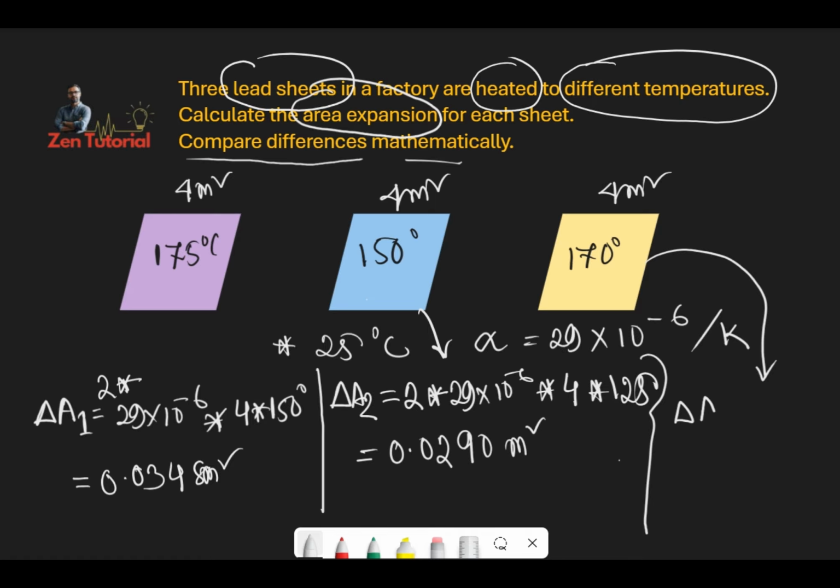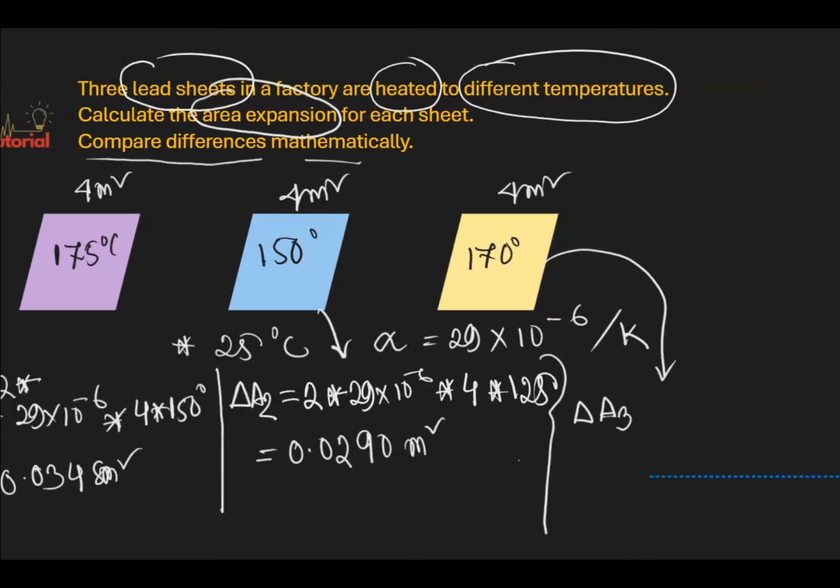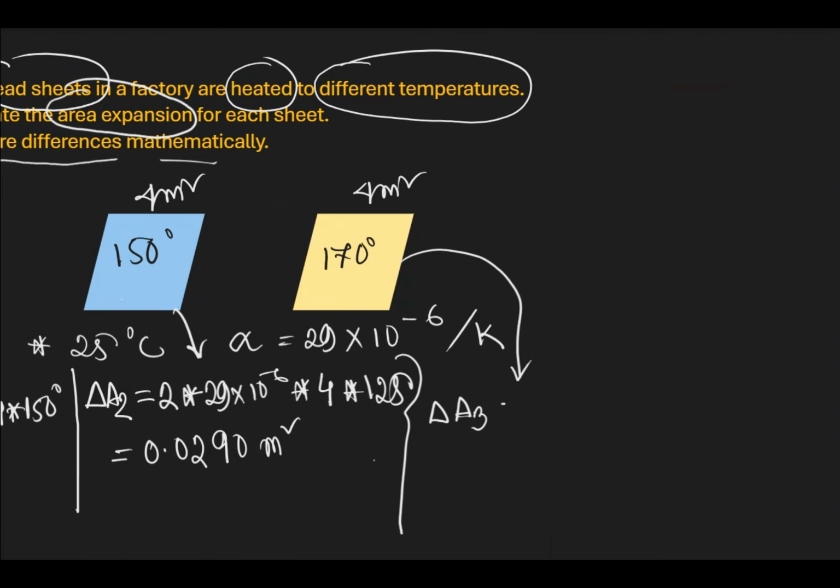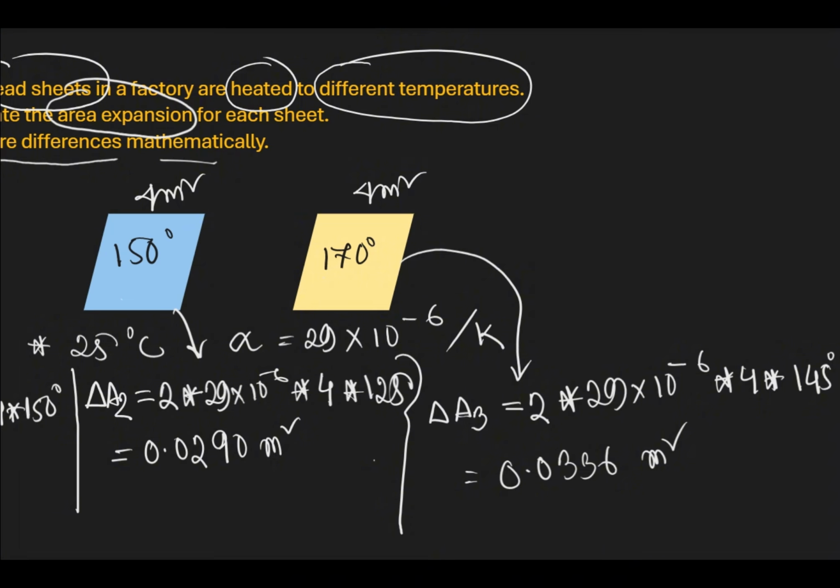Now it's time for this sheet, del of A3. Same as here, the value will be 2 times 29 times 10 to the power minus 6 times the area 4 and the temperature 170 minus 25, it means 145 degrees Celsius. So the result would be 0.0336 meter square. So we have got all the three values.